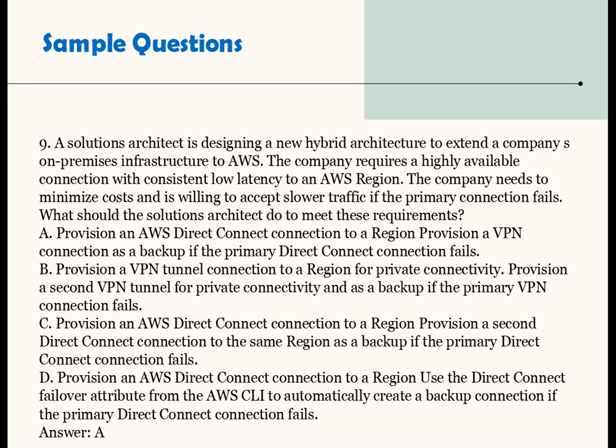C. Provision an AWS Direct Connect connection to a region. Provision a second Direct Connect connection to the same region as a backup if the primary Direct Connect connection fails. D. Provision an AWS Direct Connect connection to a region. Use the Direct Connect failover attribute from the AWS CLI to automatically create a backup connection if the primary Direct Connect connection fails. Answer: A.